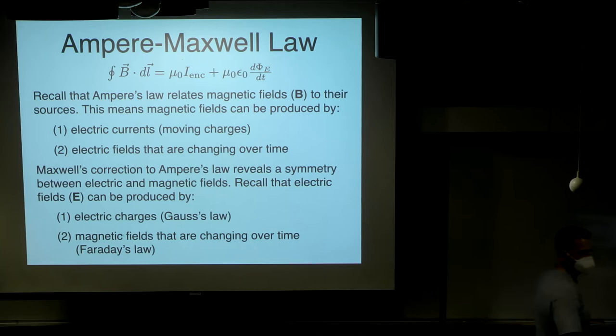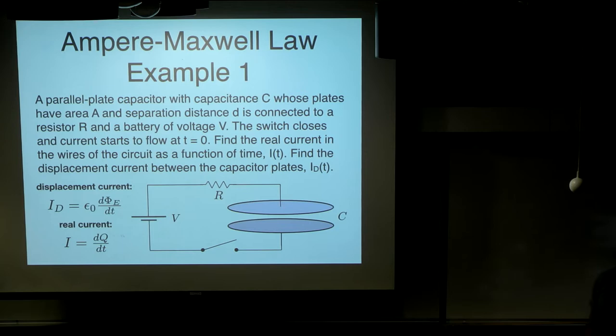All right, so let's do an example. This might seem kind of abstract until you see a few examples. So here's the first one we're going to do, still looking at this parallel plate capacitor idea.